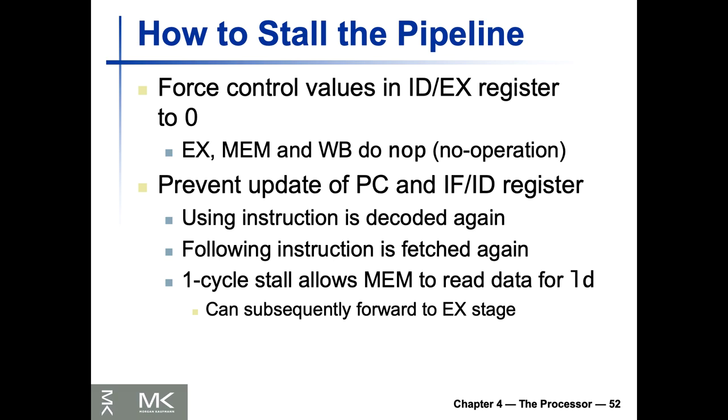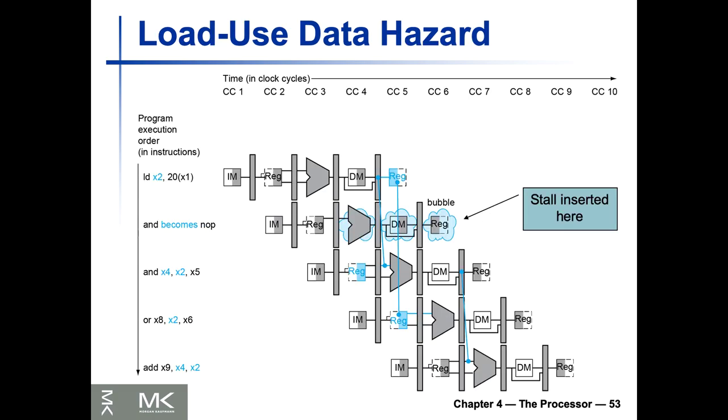So in this case, if we add the forwarding case here, because the first one was load, even with forwarding, we need one stall, so one no operation, right? This NOP is no operation that is stalled. Excluding this, the rest should be fine, okay?